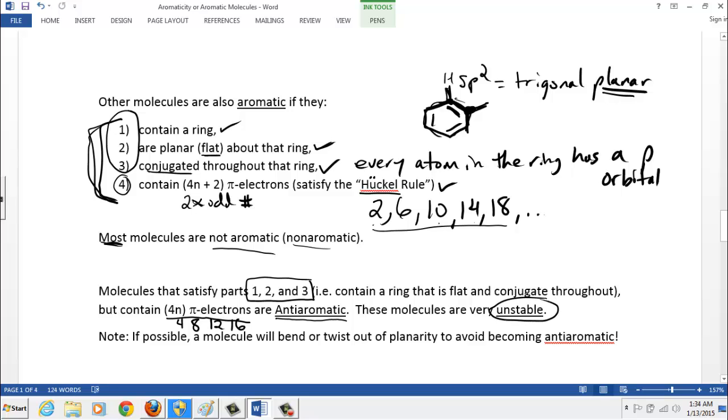It turns out these molecules are incredibly unstable. Nature doesn't like instability, so if the molecule can bend or twist to get out of planarity and break the second characteristic, it'll do that. It'll try to avoid being anti-aromatic and getting to this really bad unstable molecule. Okay, so anti-aromaticity is pretty rare.